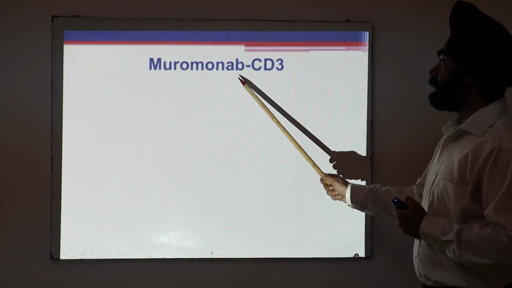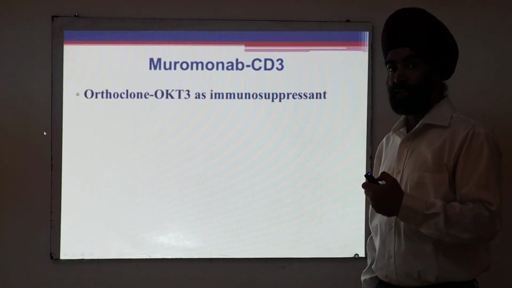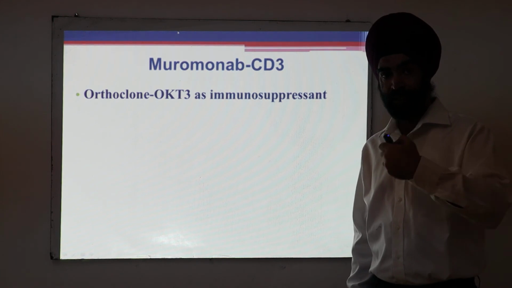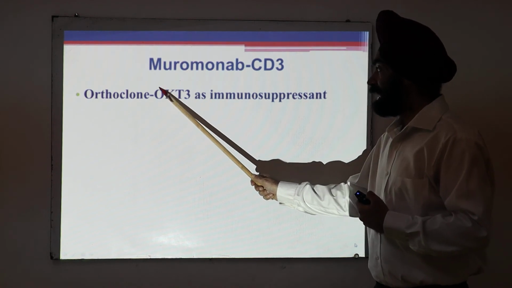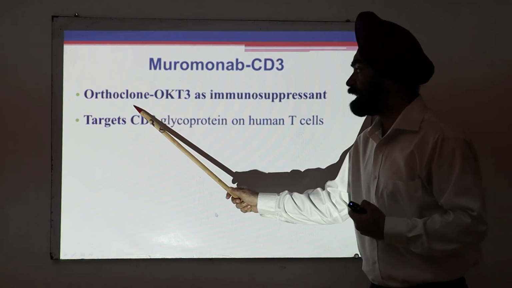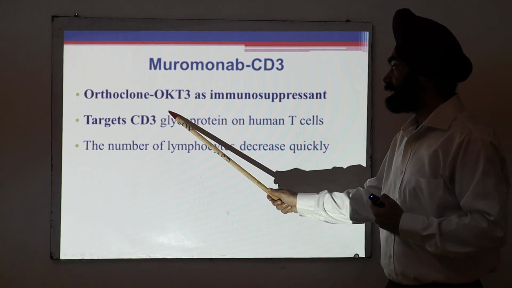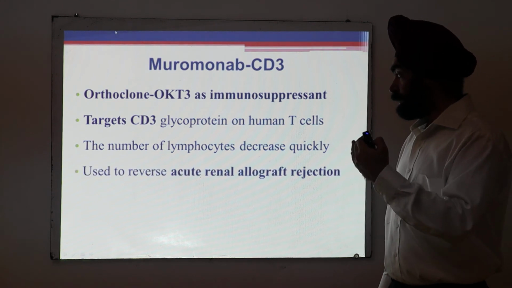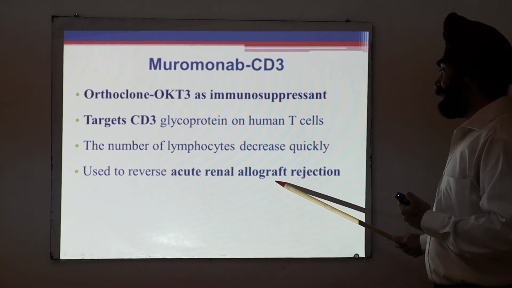Another one, muromonab CD3. I discussed this monoclonal antibody in my previous video on monoclonal antibodies, which you can see by clicking the link in the description section. This is also called OKT3, and it acts as an immunosuppressant. And how does it act as an immunosuppressant? By binding to CD3 glycoprotein present on the T cells. Once it binds to this CD3, the number of lymphocytes decreases very quickly. The whole immune response gets suppressed, and it is used to reverse acute renal allograft rejection.